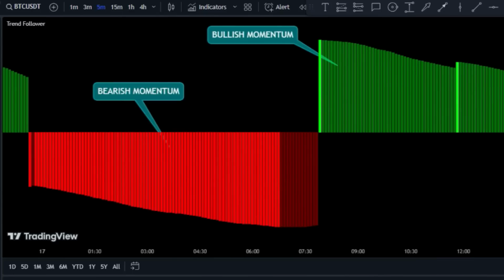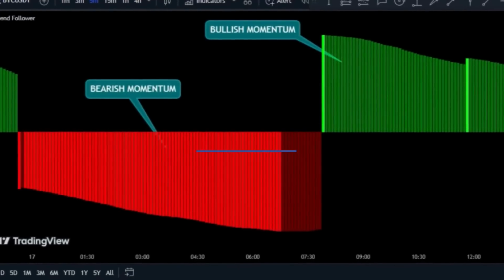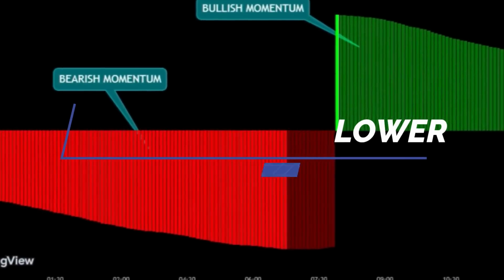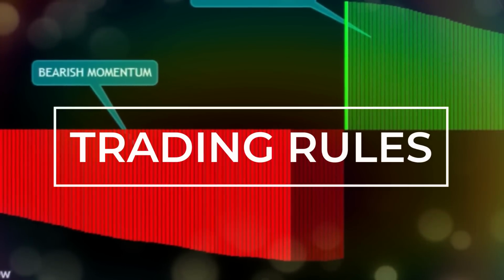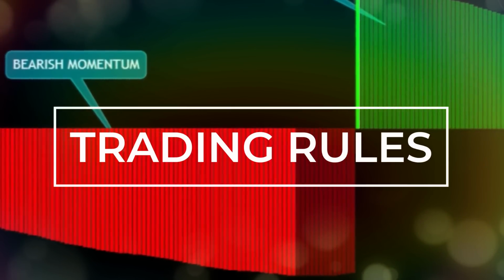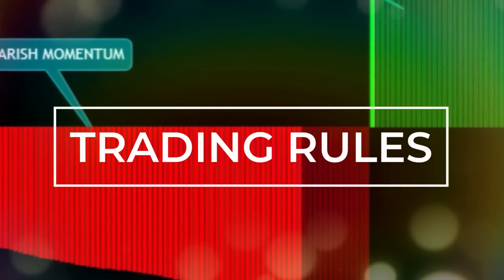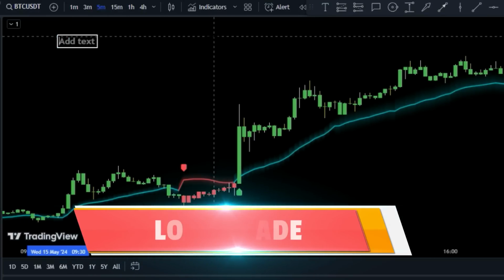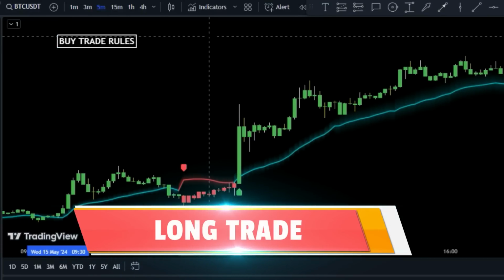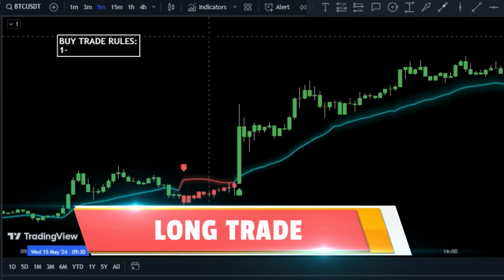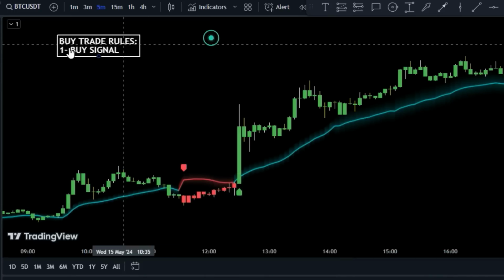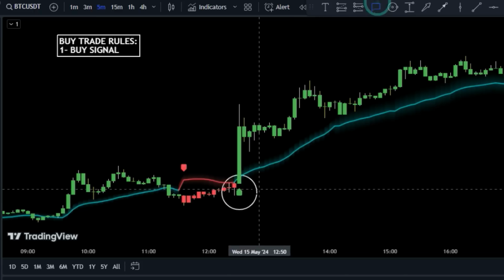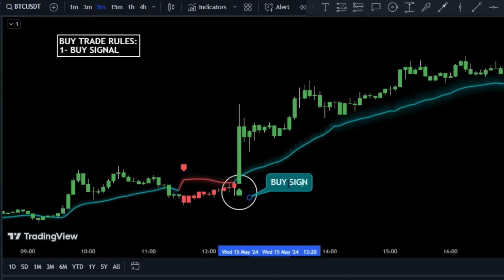Now that we've got both the RMI and the trend follower indicators on your TradingView chart, let's get down to business, understanding the trading rules for entering and exiting trades. Follow along as I walk you through the steps. Let's break down the steps for entering a long trade using the strategy we've been discussing. First things first, you need to spot a buy signal on your TradingView chart. This is where the RMI indicator comes into play. When it shows a buy signal, that's a potential opportunity to enter a trade.